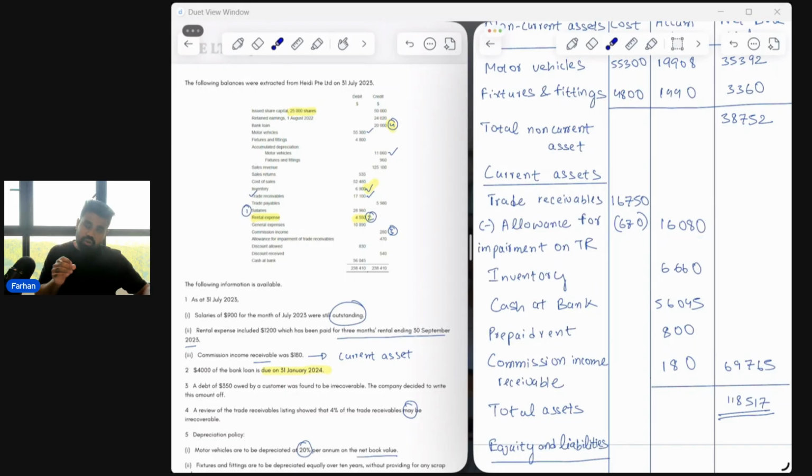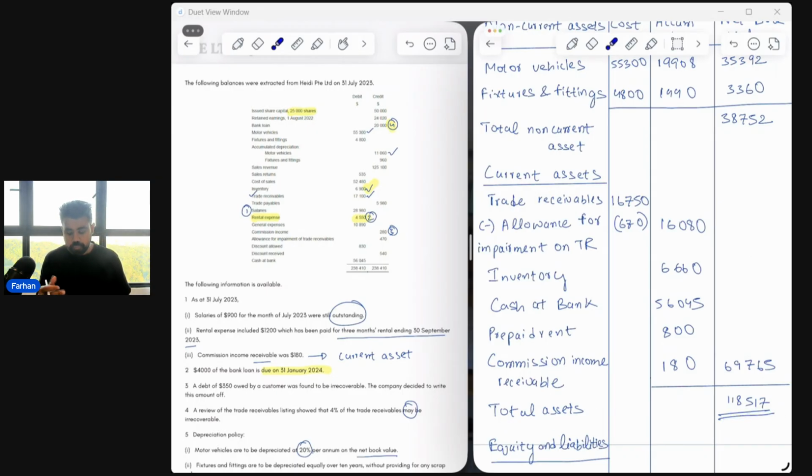Then we show the revised amount of inventory after accounting for that impairment loss, and that is 660. Then we show the cash at bank, which is the very last list item here, 56,045. We have got prepaid rent for 2 months, which are the months of August and September, and that is $800. Then you've got commission income receivable, and that was $180. So we find the total of all the current assets, which would be 69,765.